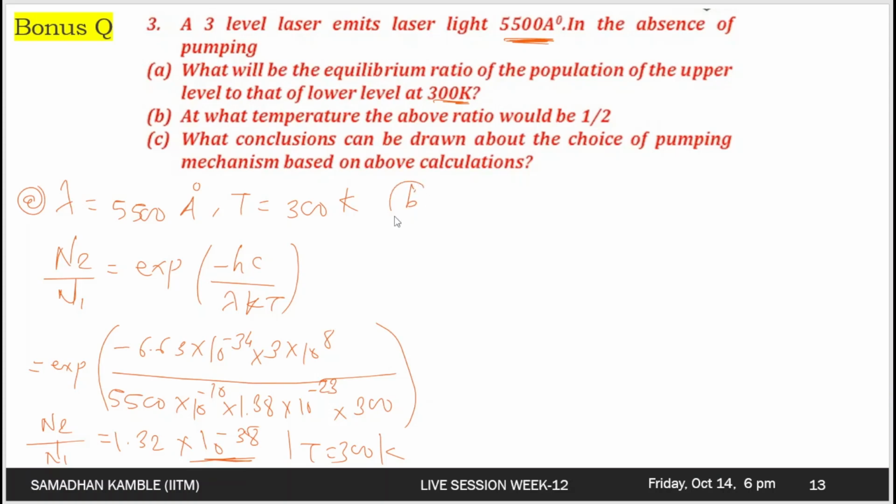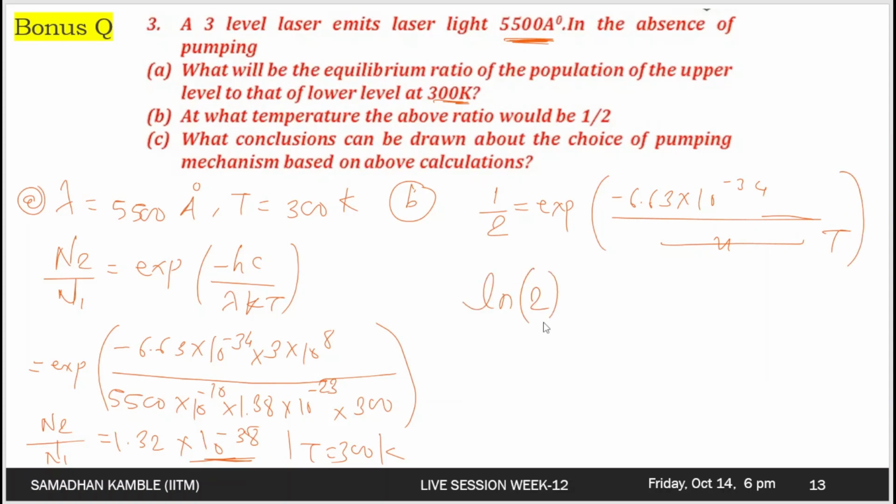So let us solve sub question B. At what temperature would the above ratio be half? This ratio we want to be half, and we want the temperature that corresponds to it. So again, using the same equation, on the LHS we have half because we want N2 by N1 to be 0.5, and if you substitute, exponential of minus 6.63 times 10 to the power minus 34, and all these parameters, and this is the temperature.